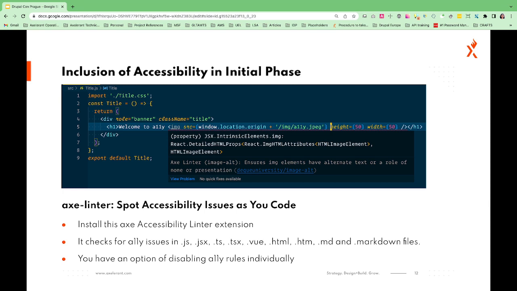This is how it has to be, and it checks for all A11Y issues. So these are the files which can be checked. One more point to be noted is that you have an option of disabling A11Y rules individually. The rules we were discussing are WCAG 2.0, 2.1, and 2.2. When we are doing this, we have an option to choose which ones we require. So that can be done here.